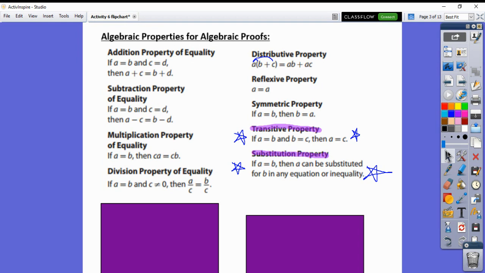So we're going to use these properties to write out and fill in the blanks on some 2-column proofs in the next video for activity 6-2.